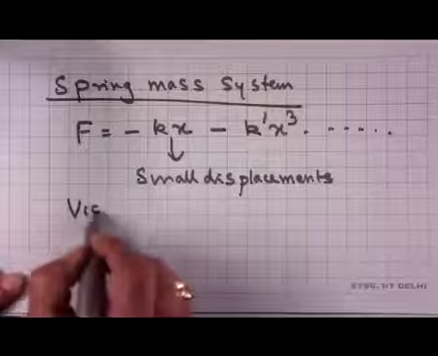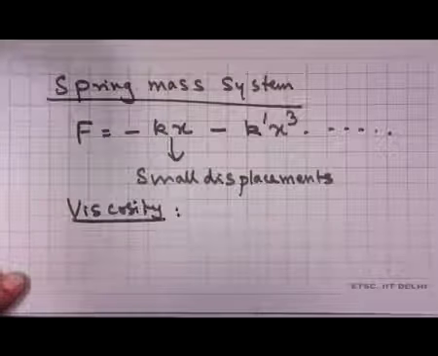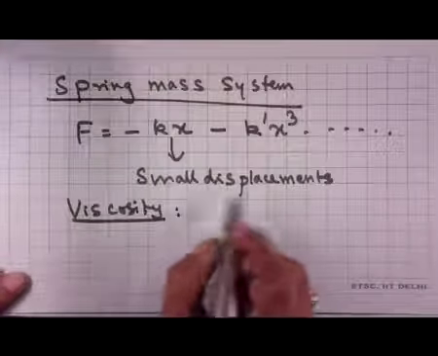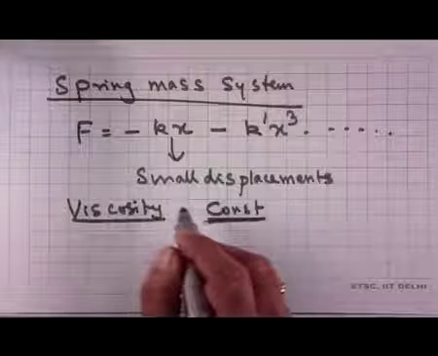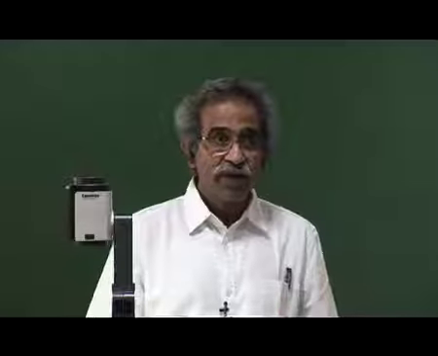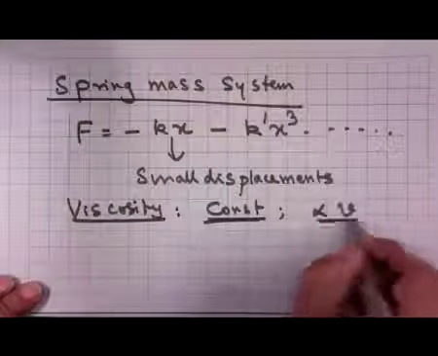In a similar manner, if I look at viscosity or friction, it can be constant for small velocities. That is what you assume when you solve the problem of a block moving on a rough surface. It can be proportional to velocity.